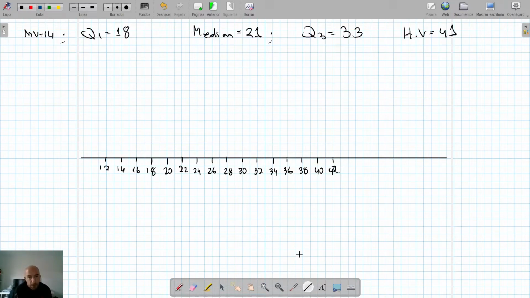First of all, let's do our box. Lower quartile is 18, so we'll draw our box there at 18. Our third quartile is 33, so our box is going to end here. We can close our box like this. Next thing, the whiskers. Our highest value is 41, which is here.